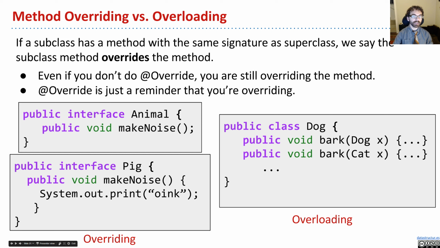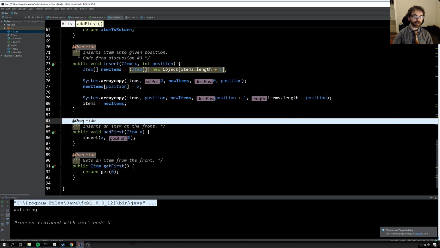What the override tag does is it acts as a reminder that we're overriding. So it's a signal to programmers that this is an override. And even if you don't write override, you're still overriding it. So this doesn't mean please override the method. You could think of it as just like, hey, by the way, this is overriding. So it's a subtle distinction.